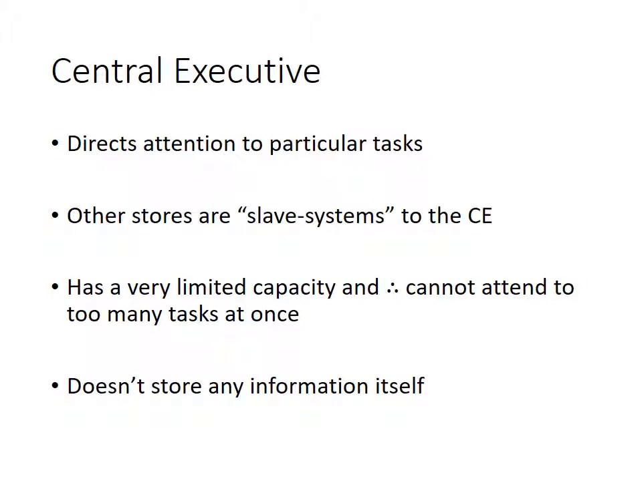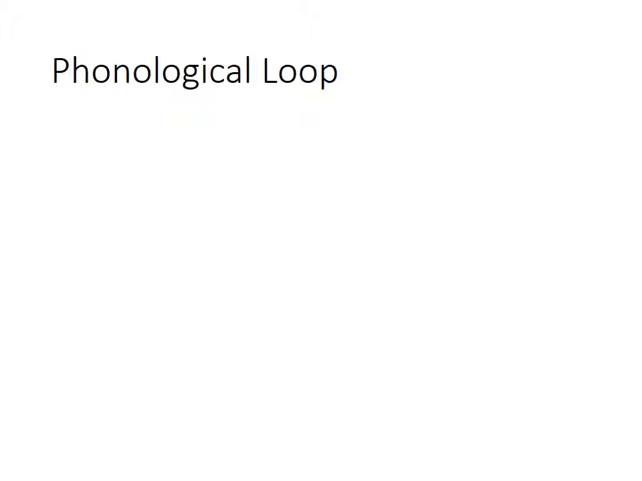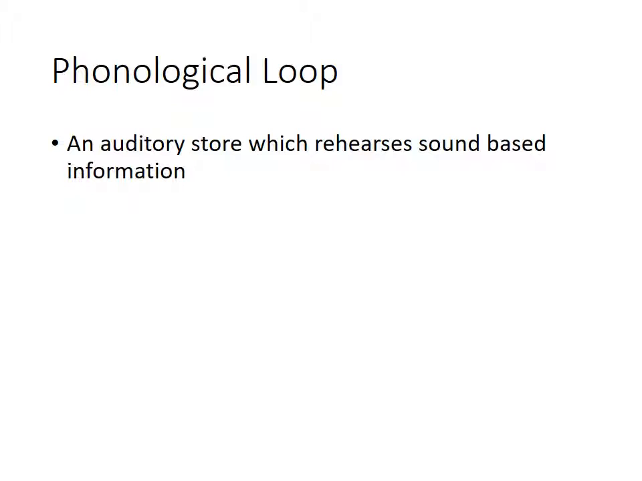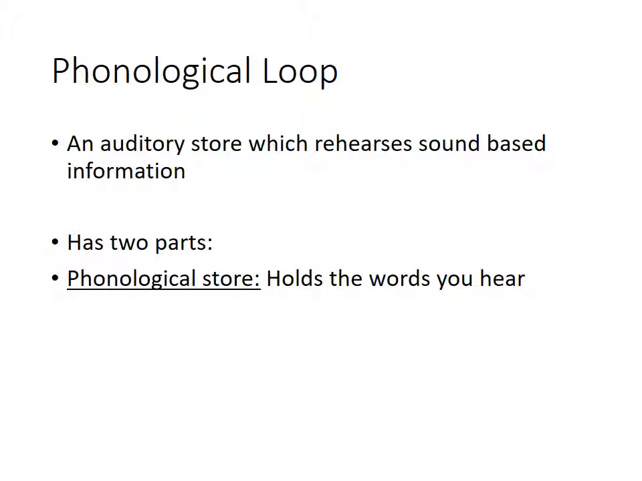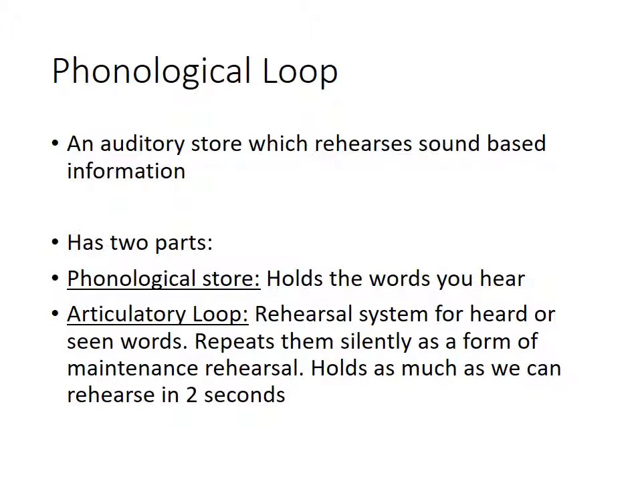It doesn't actually store information. So the phonological loop is where we are rehearsing sound-based information. It's made up of our phonological store, which is where we're holding the words we hear, and our articulatory loop. The phonological store by itself is often called our inner ear. This is where we are listening to things. It holds the sound-based information from the world around us, and it can pass information to and take information from our articulatory loop. Just like articulate in a ball game or about speaking, this is our verbal rehearsal system for our heard words.